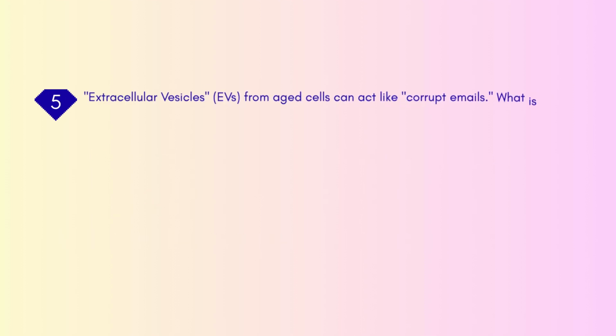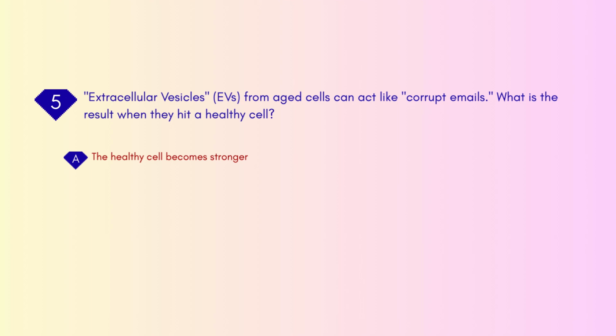Extracellular vesicles, EVs, from aged cells can act like corrupt emails. What is the result when they hit a healthy cell? A. The healthy cell becomes stronger. B. The healthy cell is reprogrammed to behave like a cancer cell.